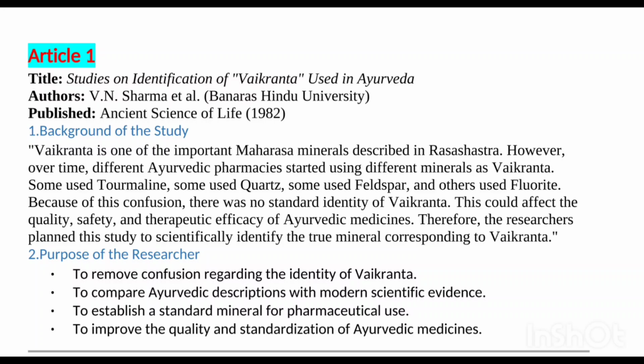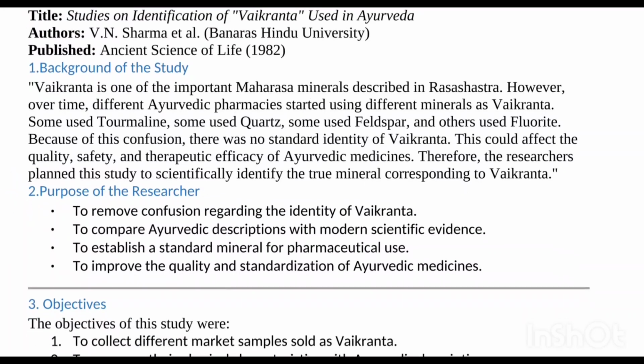Here is the first article, titled Studies on Identification of Vaikrant Used in Ayurveda. Background of this study: Vaikrant is one of the important Maharas minerals described in Rasa Shastra. However, over time different Ayurvedic pharmacies started using different minerals as Vaikrant. Some use tourmaline, some use quartz, some use feldspar, and others use fluorite. Because of this confusion, there was no standard identity of Vaikrant.